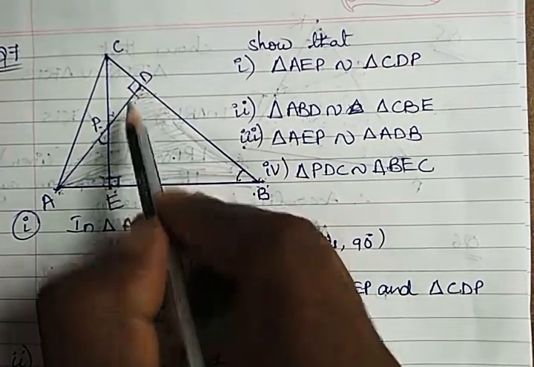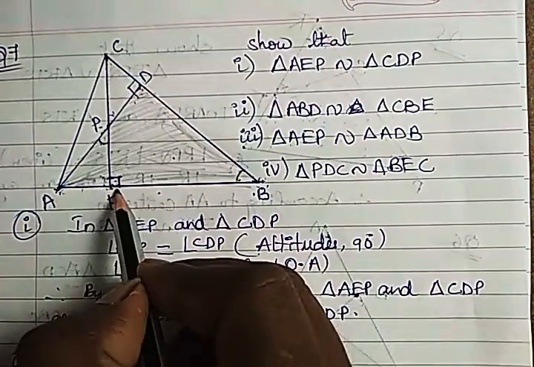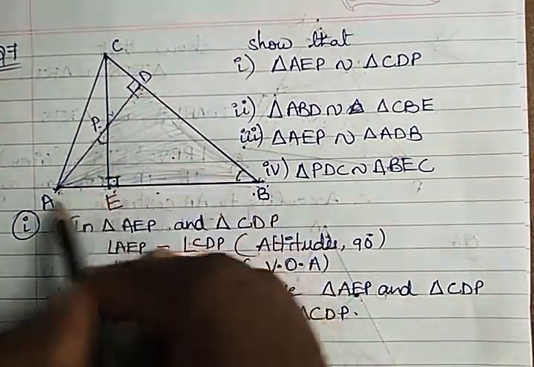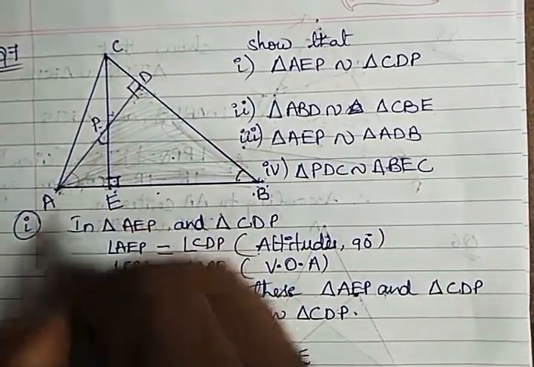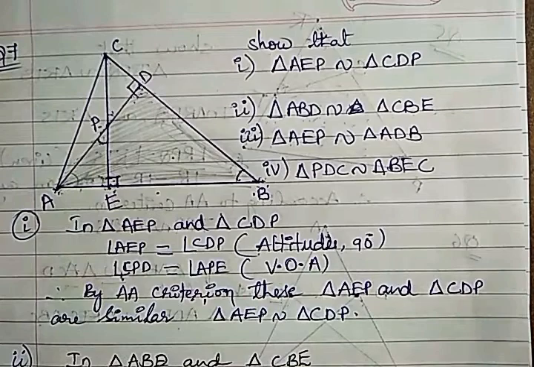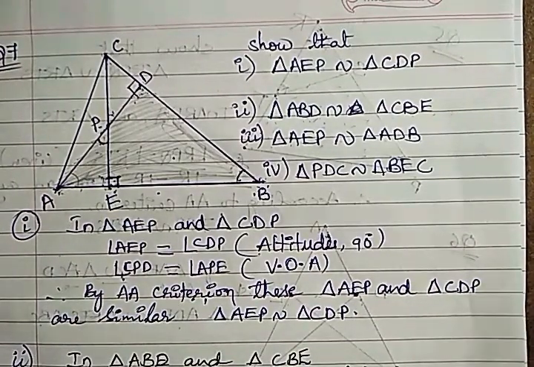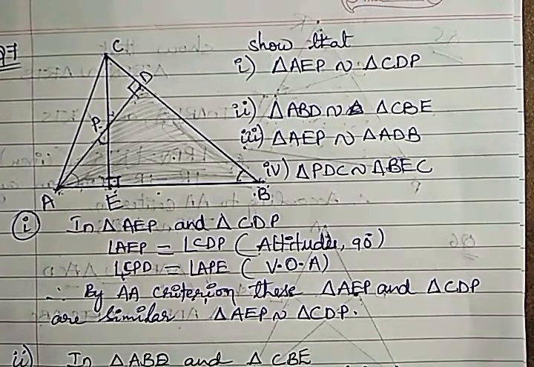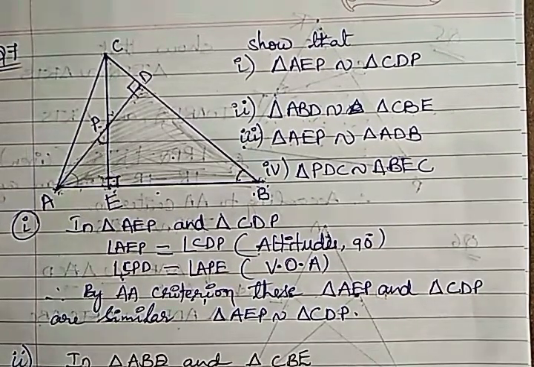So one angle is common. And another thing, what else is common in both AEP, ADB? So in both, angle A is there. In both the triangles, angle A is common. So again, we can use double A criterion. So I'll write that only here.